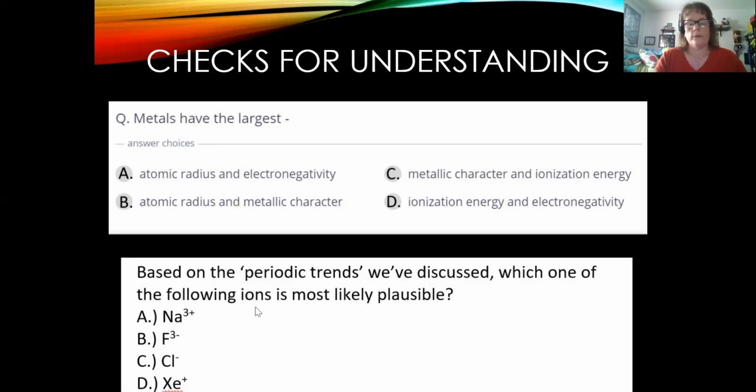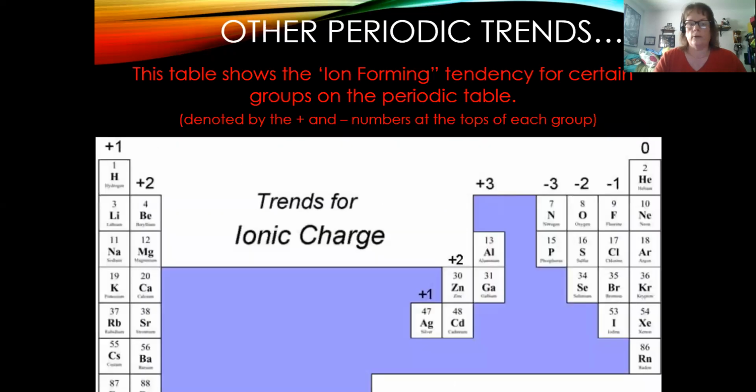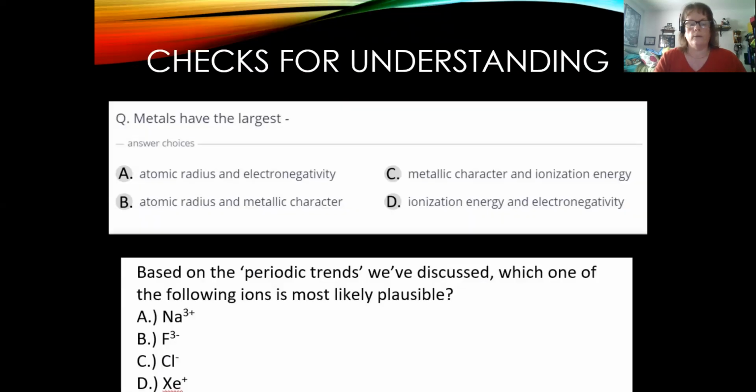All right, based on the periodic trends we discussed, which one of the following ions is most likely plausible? So which one is most likely to be based on what we're just showing on our ion table here? Which one do you think? Okay, the correct answer for this one is letter C, the chlorine, because we said chlorine likes to gain one electron. It becomes a negatively charged ion with just one extra electron.